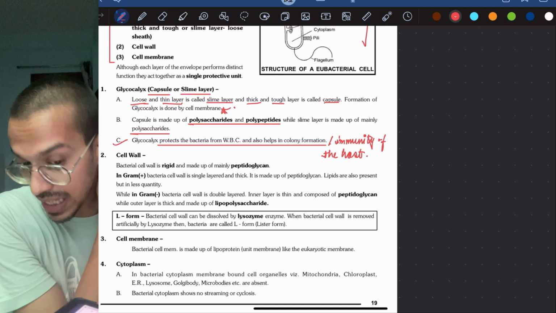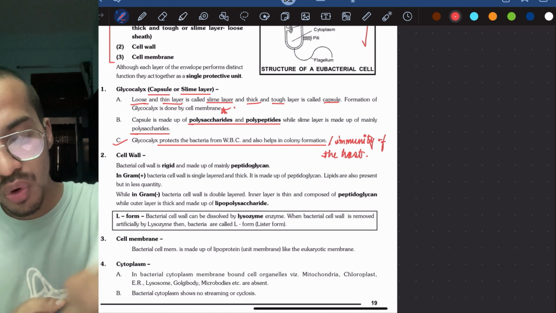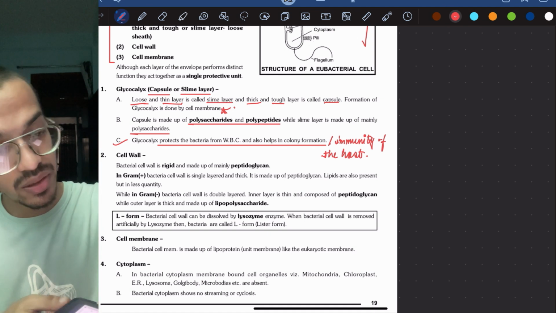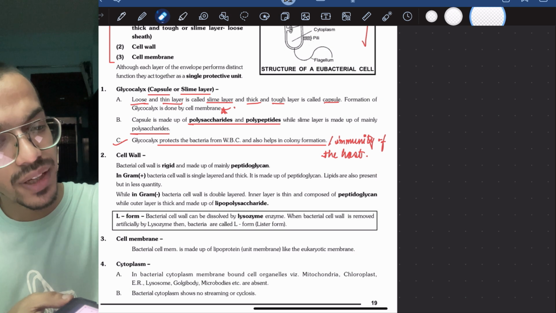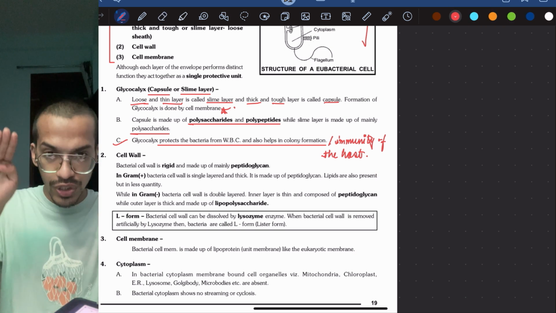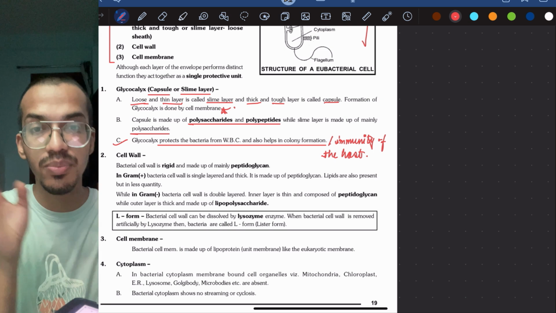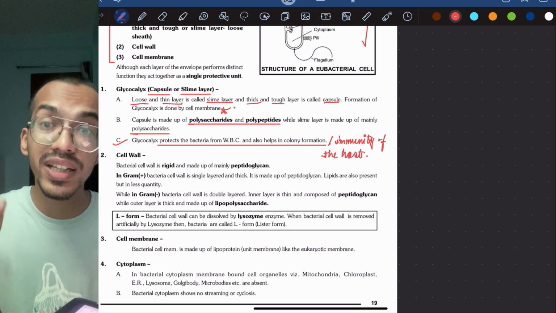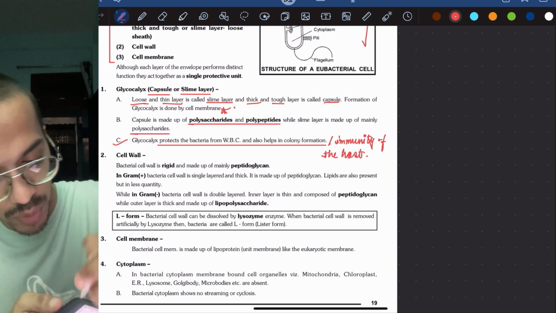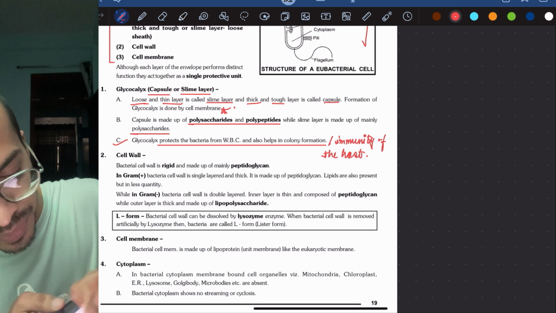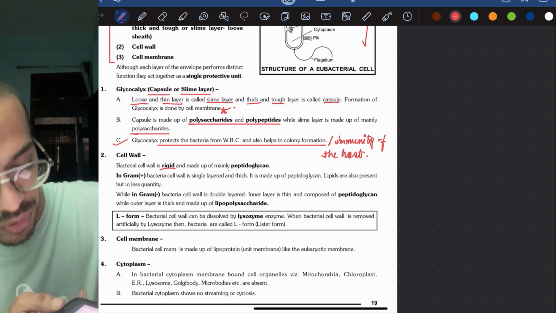Next we have the cell wall. Always remember that the cell wall gives it a rigid character. Rigid character means that wherever the cell wall is present, a proper shape would be there, because as the cell wall keeps on depositing, the older cell wall keeps on dying off. So it is a rigid structure made up of peptidoglycan. We have to remember that.